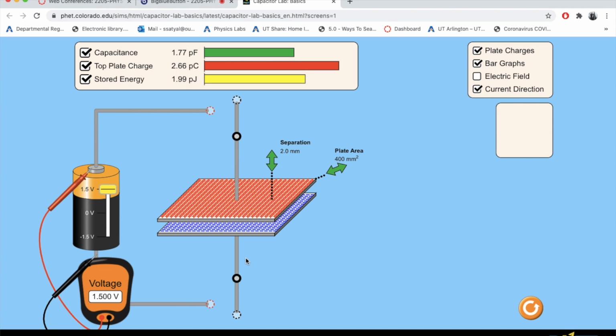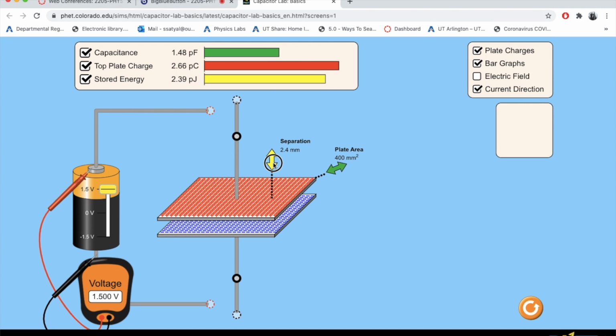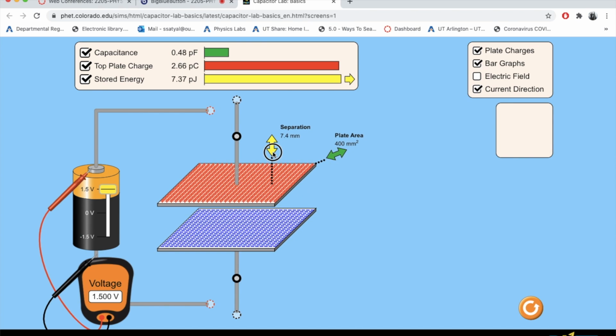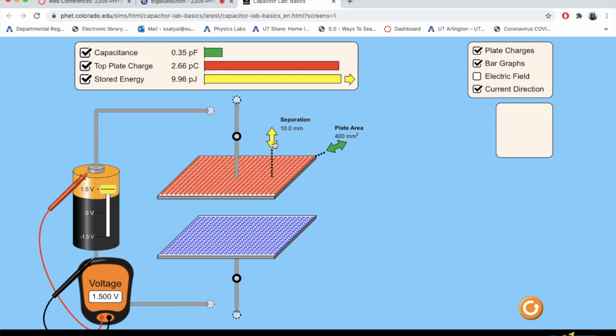Now let's explore what happens when you increase the separation or decrease the area. So now what are the top values for the stored energy and capacitance? What should happen when I increase the separation? The capacitance should decrease because it's inversely proportional to the distance. And as you see, the capacitance decreased by increasing the distance.